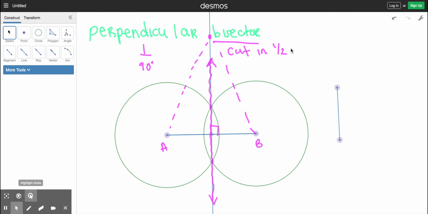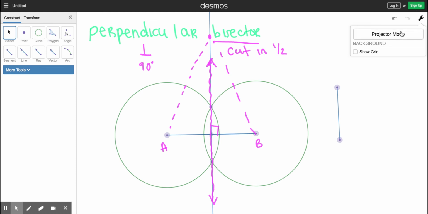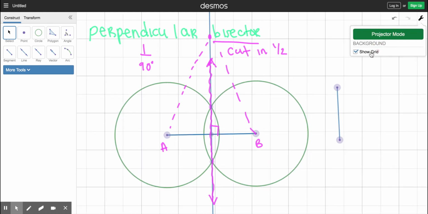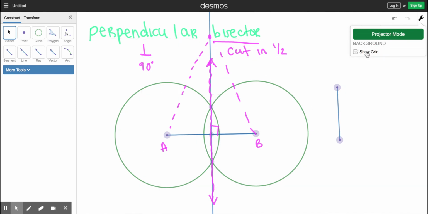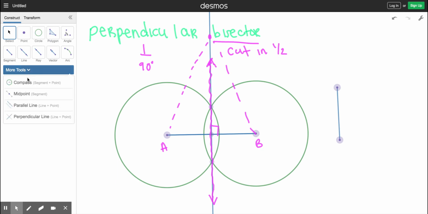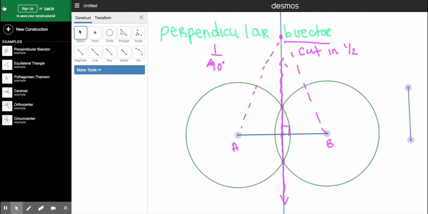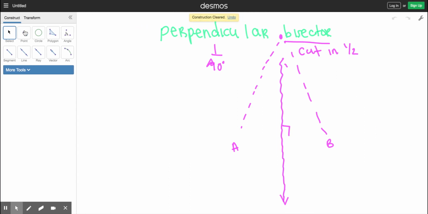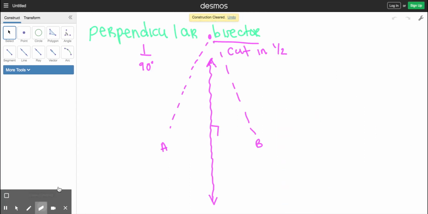Sorry, I gotta figure out how to erase though. Ooh, I don't want the grid. Projector mode is cool. How do I erase everything? Oh, look, I can even see some information over here. So I'll do a new construction. And I have to erase all of this fun stuff.